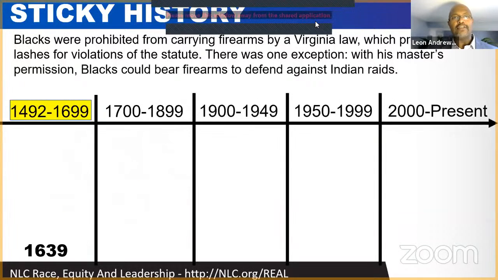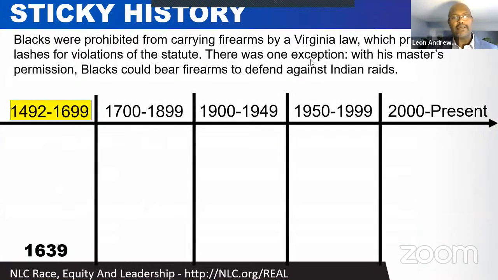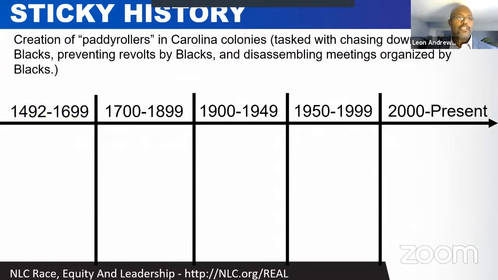Again, just understanding so many aspects of our laws that we've learned about. What about this one? This is called the creation of patty rollers. It was created in the Carolina colonies. Their task was chasing down runaway Blacks, preventing revolts by Blacks, and dissembling meetings organized by Blacks. So what year did that happen?